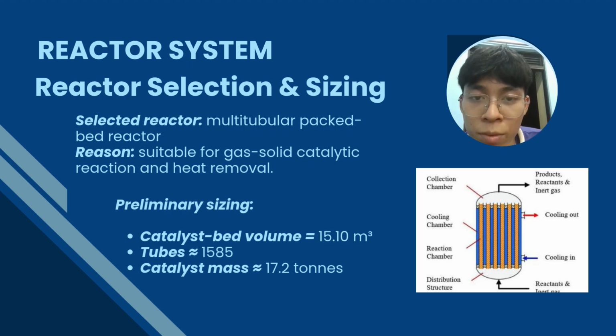Based on our preliminary sizing, the required active catalyst bed volume is approximately 15.10 cubic meters. Using literature-based tube dimensions, we estimated around 1,585 tubes and approximately 17.2 tons of catalyst. This value represents conceptual sizing and not a final mechanical equipment design. That is it for the reaction engineering design. I'll pass it to Afif.